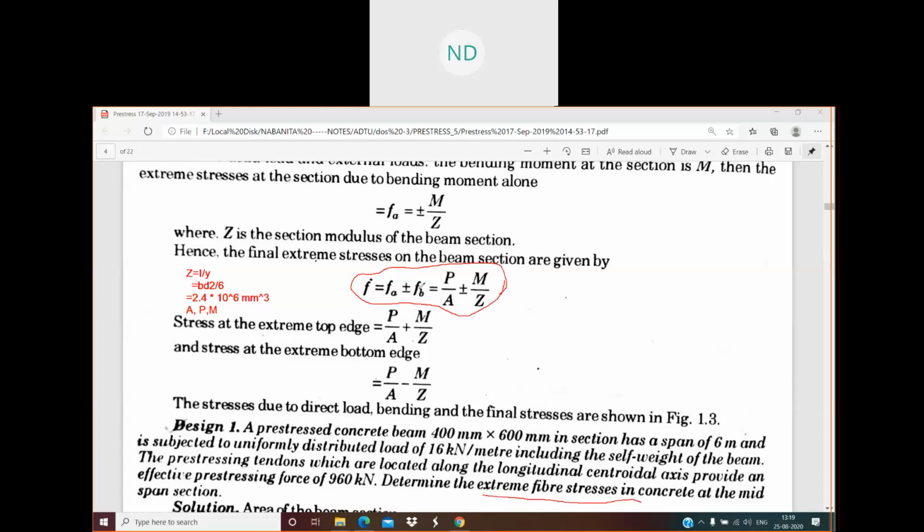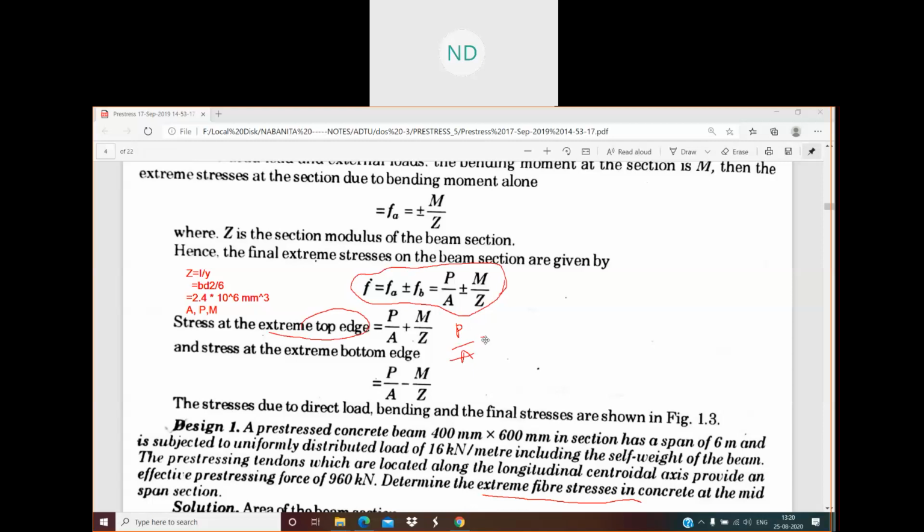Total stresses are P by A, the direct stress, plus minus the stress due to the bending moment M. Due to this bending moment, the stress developed is M by Z, plus minus M by Z. So stress at the extreme top will be P by A plus M by Z. Now what is P by A?